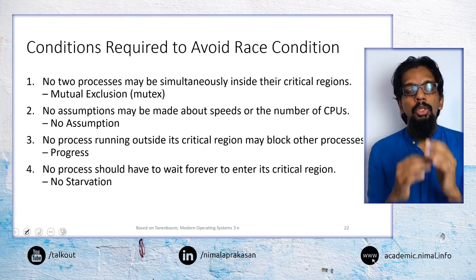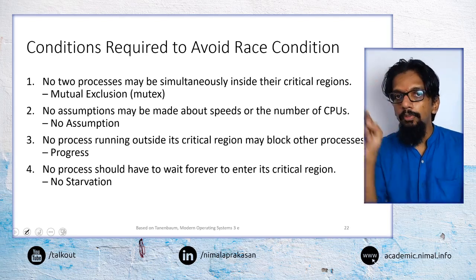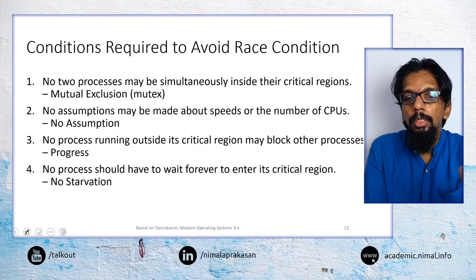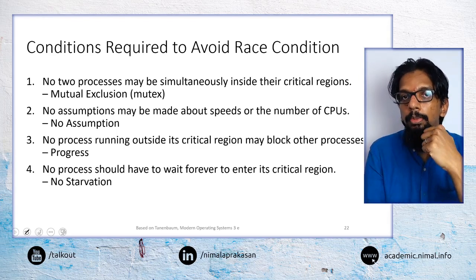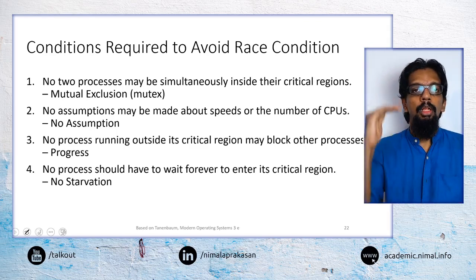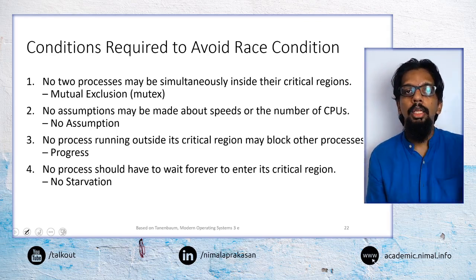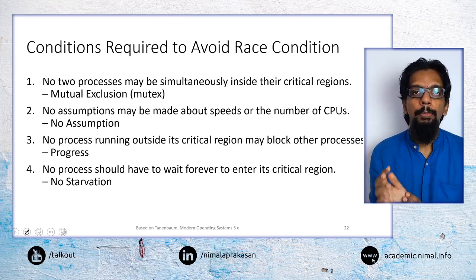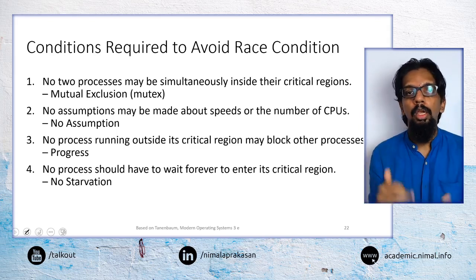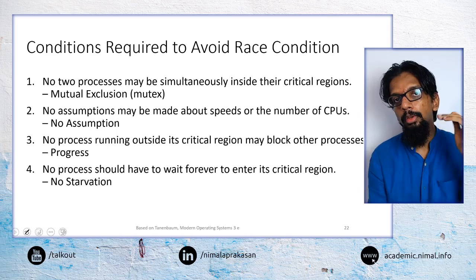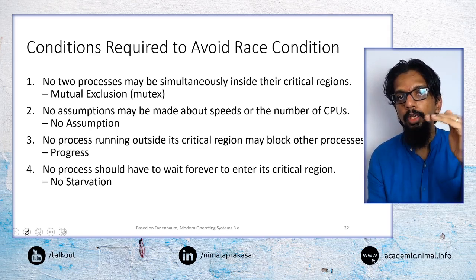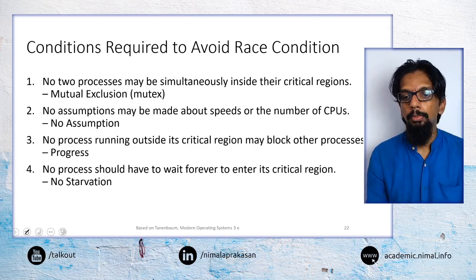Then the second one is no assumption. Even when we have this critical region approach, we cannot do it based on assumptions about the speeds of the processor, for example. We cannot say we will wait for 5 clock cycles of a processor and then continue, because we cannot anticipate how processing may happen. Processing may be slower or faster, depending on how things happen. As a programmer, you should not design things in that manner, thinking about the speed of the processor and so on. You have to think about completion of tasks. So that is no assumption.